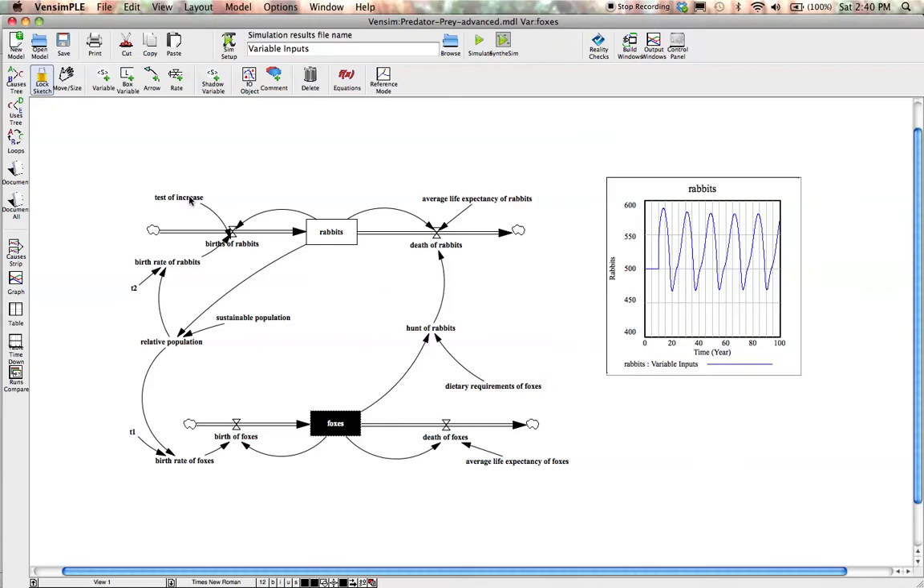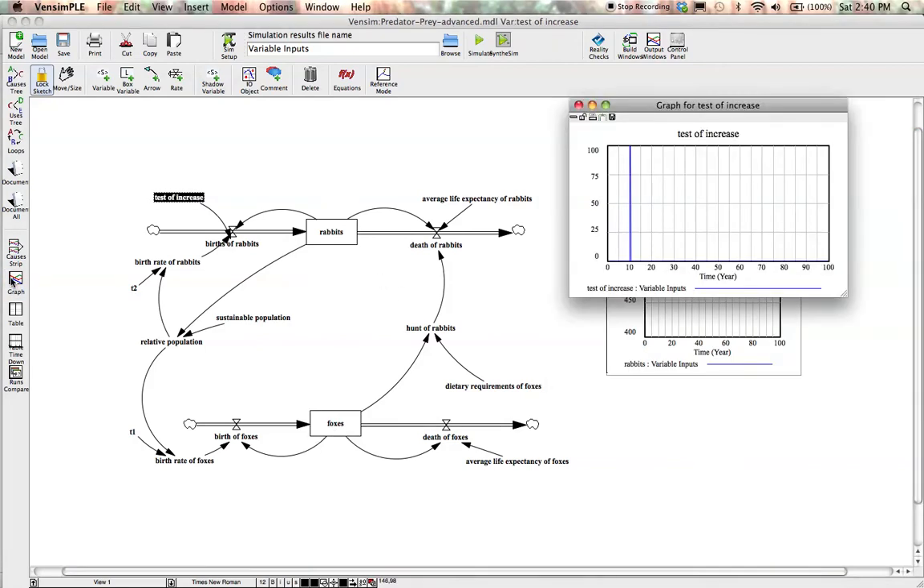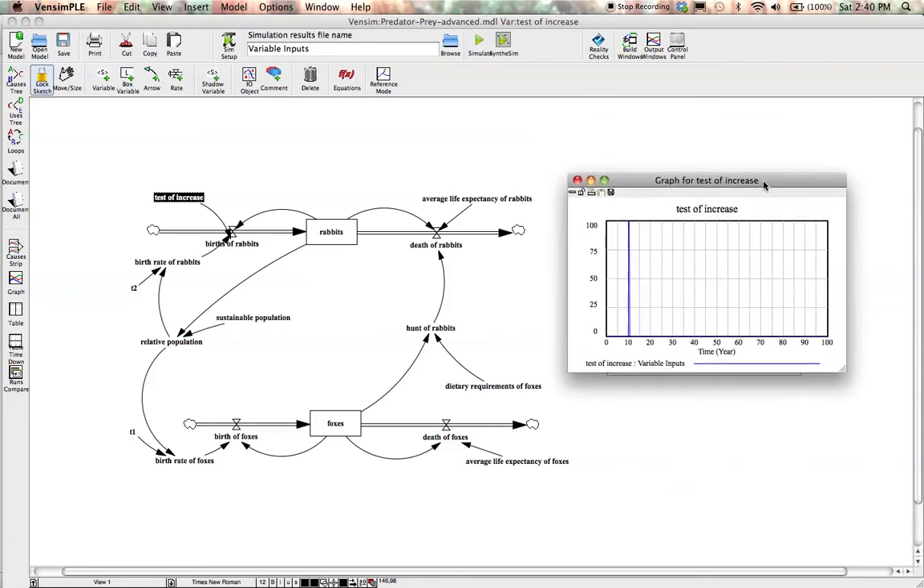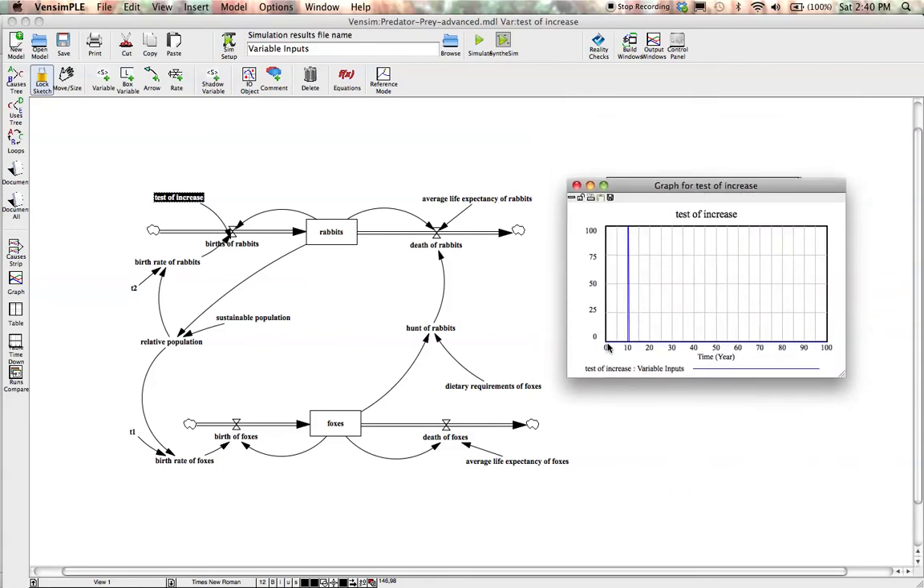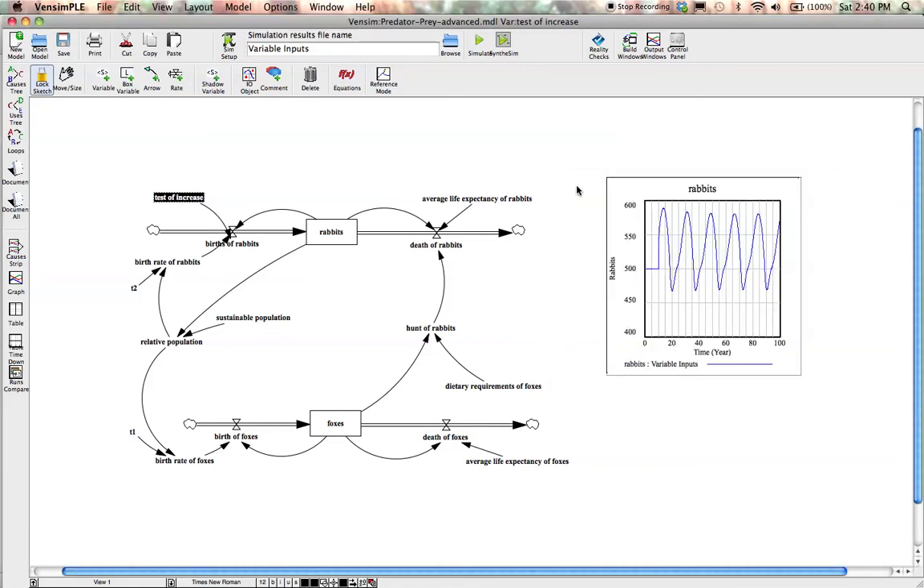I think it's probably interesting to look at the test of increase in a graph, and you can see the pulse here. Okay, so the pulse was at 10 years for half a year. So for 6 months, you introduce 100 rabbits, and then the pulse died away. So it's a sudden introduction of rabbits into the system to see how they affect the remainder of the dynamics. Okay, and you can actually start playing around with it a little bit if you want.